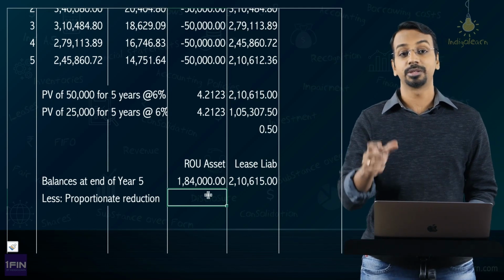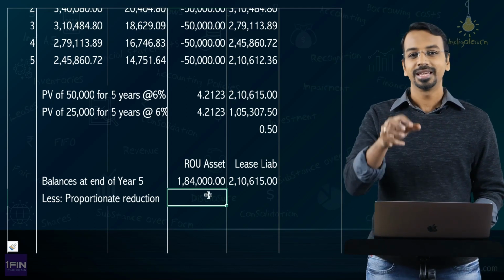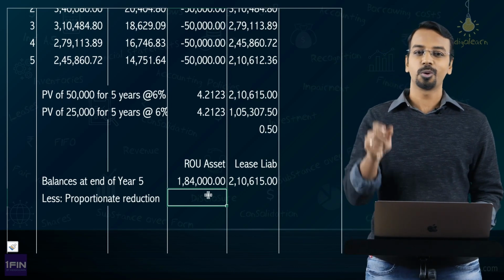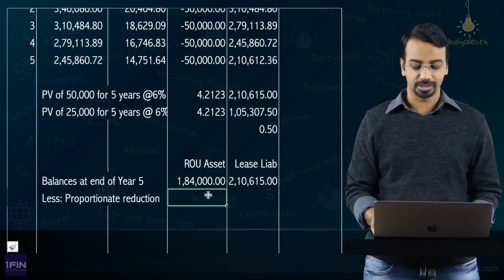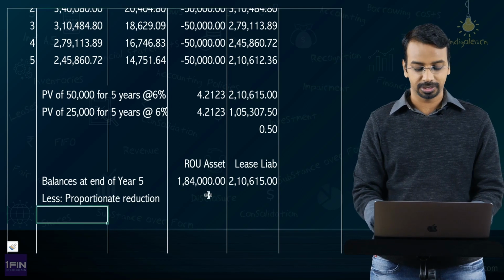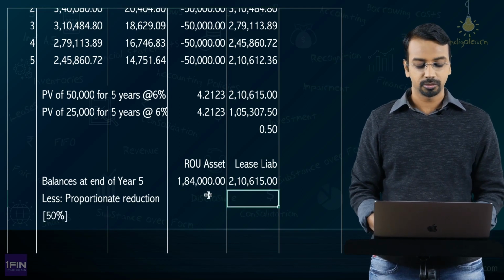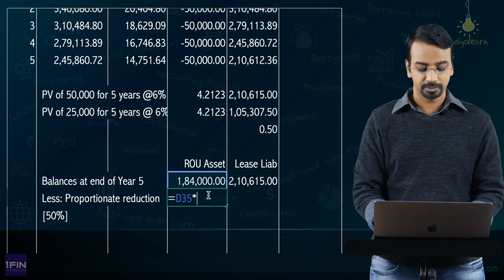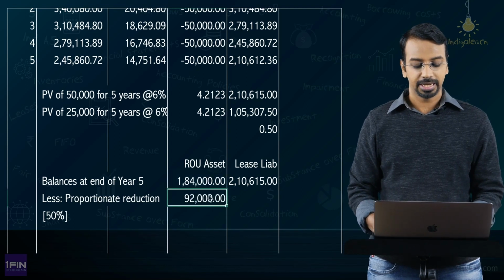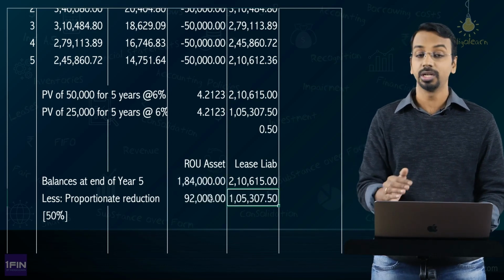In our case it is 50% because 5,000 was the original lease, now it is only for 2,500. So the proportionate reduction is 50%. So you will say 50% here. Okay. So 50% means this multiplied by 50% and this multiplied by 50% you will reduce.